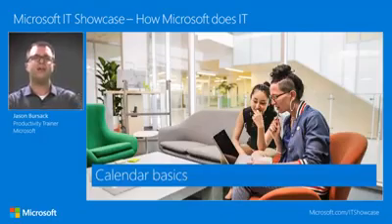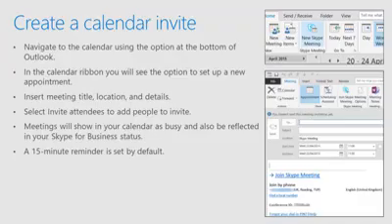All right, let's get into calendar basics. So here's just basics on creating a calendar invitation. If you go to the calendar view, you'll see an option to create a new appointment. And when you click on that new appointment, you'll be able to add things like the title of the meeting, the location, and details about the meeting. You can select people to invite to the meeting as attendees, and also you'll be able to turn the meeting into a Skype meeting using the Skype for Business add-on.